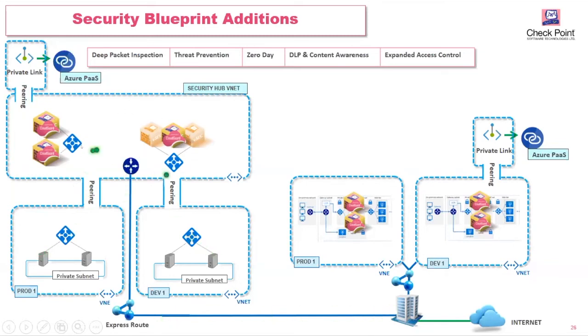And by doing this, we're adding deep packet inspection of all protocols, not just web protocols. We're adding full threat prevention. We're adding zero-day capabilities. We're adding DLP and content awareness. So we have visibility into what the payloads have and be able to filter those as well. And we have a lot of expanded access control that is not normally available with the native solutions.